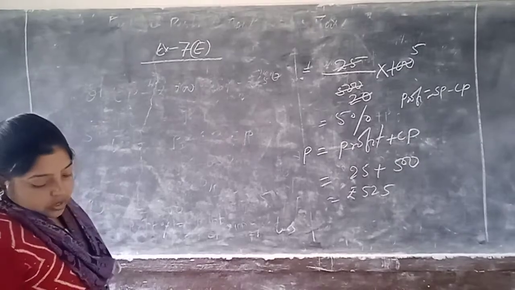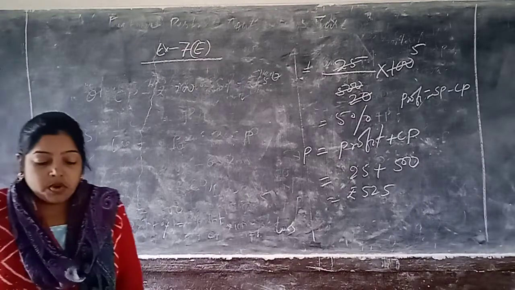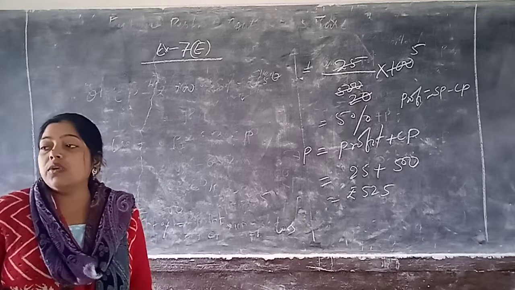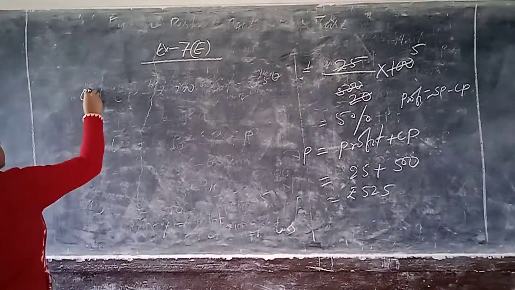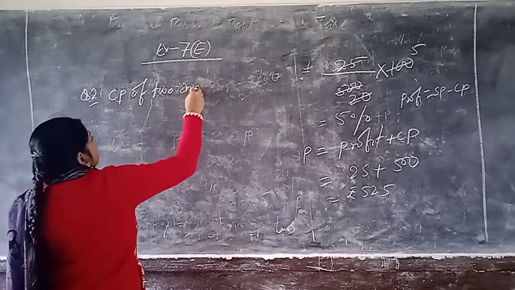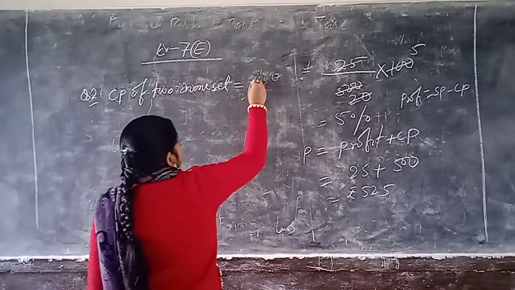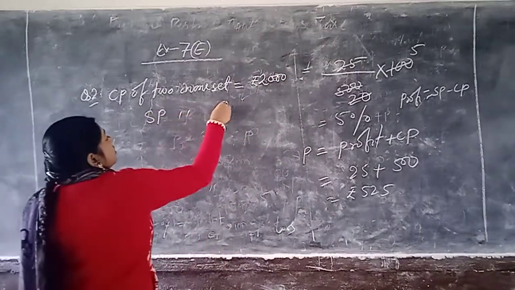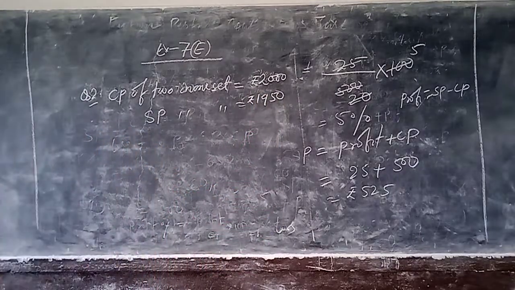Okay, now the next question is question number 2. Kanchan bought a 2-in-1 set for rupees 2000 and sold it for rupees 1950. Cost price of the 2-in-1 set is equal to rupees 2000 and selling price is given, 1950. What is profit or loss?